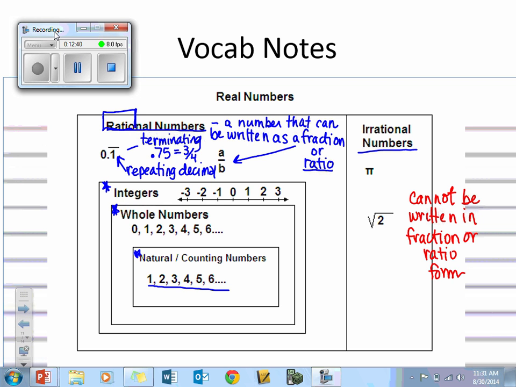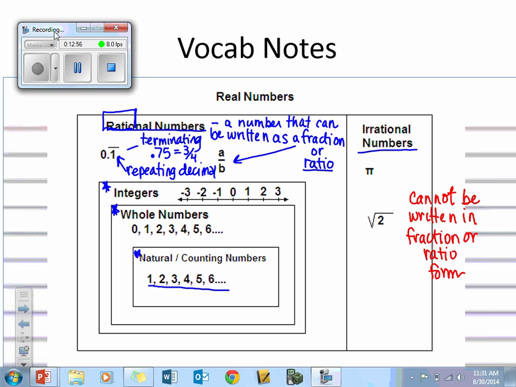They go on forever and ever. They never repeat. They never terminate. They just keep going, like pi, 3.1415926535897932384. It just goes on forever and ever.